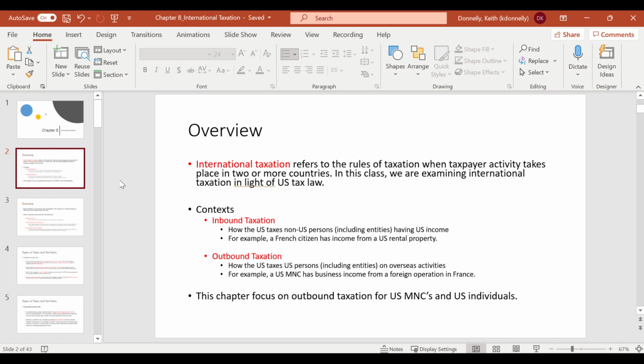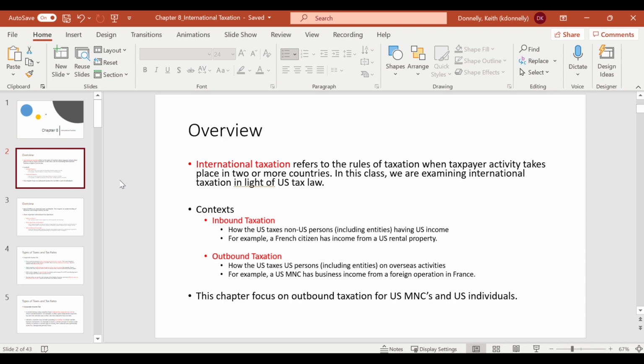tax law. Now, in this regard, the first way it cuts that we would have to distinguish is, are we talking about inbound taxation or outbound taxation? So you could have an inbound client or an outbound client. What does that mean? Inbound taxation refers to how the U.S. taxes a non-U.S. person that has U.S. income. So, for example, say we have a French citizen who has a U.S. rental property that they rent out. How does the United States tax that situation? It's an inbound situation. A person from another country has a connection and enters into the U.S.